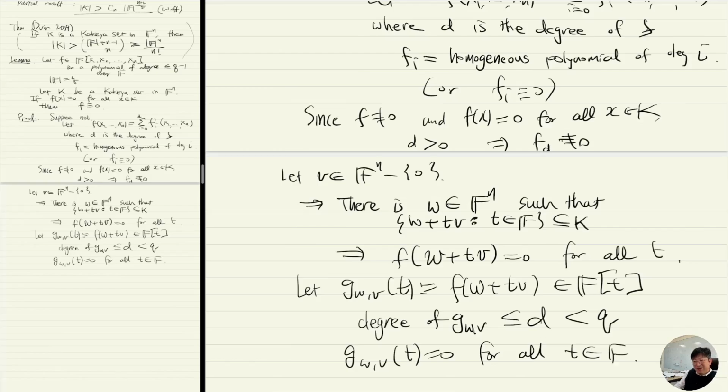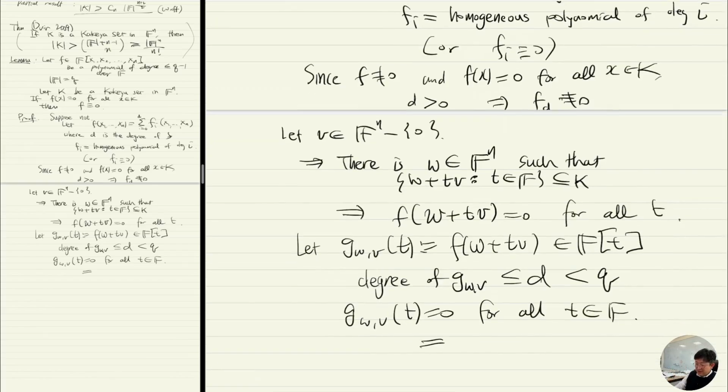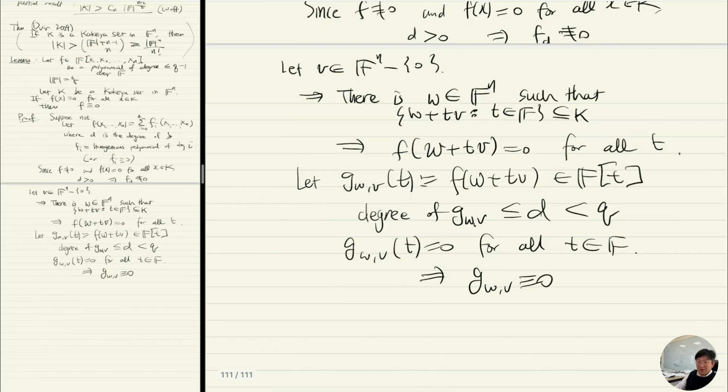What does that mean? You have a polynomial whose degree is less than the size of the finite field, and it is 0 for every field element. That means g_{w,v} is identically 0. So all the coefficients are 0. And so that means the coefficient of t to the d is 0.